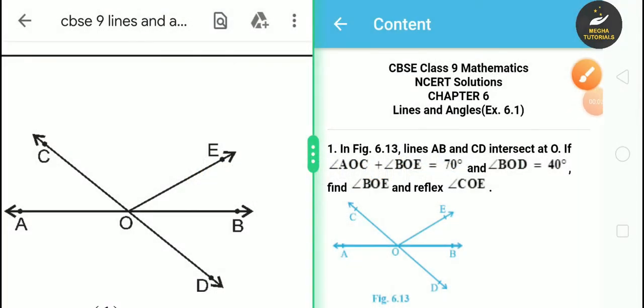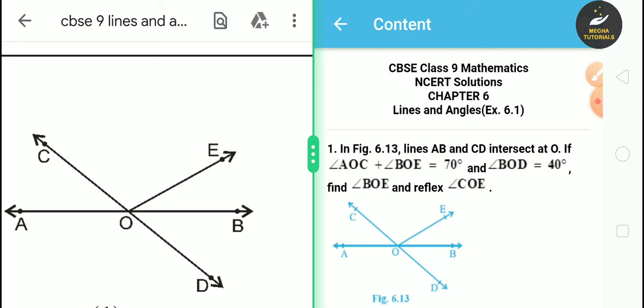CBSE 9, Chapter 6, Lines and Angles. First exercise 6.1. First question. In figure 6.13, lines AB and CD intersect at O. If angle AOC plus angle BOE is equal to 70 degrees and angle BOD is equal to 40 degrees, then find angle BOE and reflex angle COE.